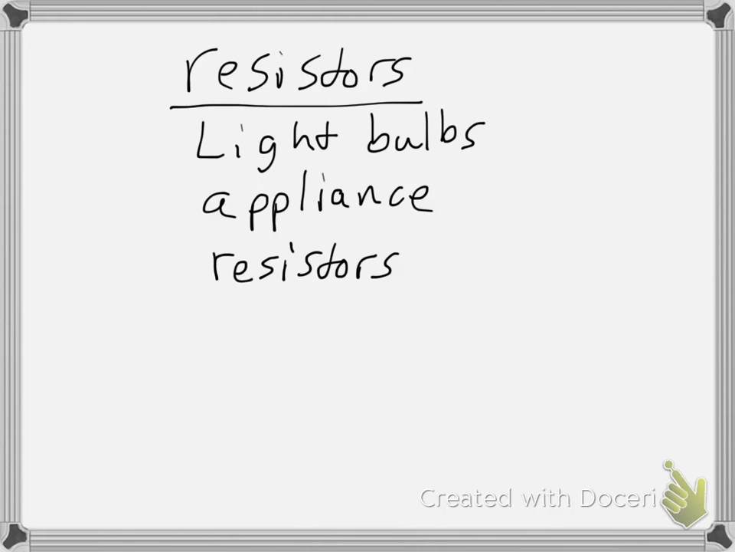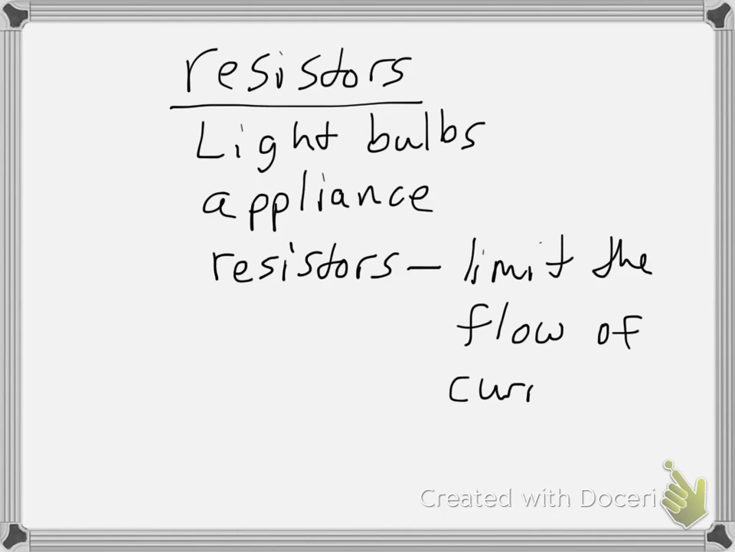And so a light bulb or an appliance or a resistor, resistors essentially limit the flow of current. They limit the flow of current, and we'll see how that works here in a minute.